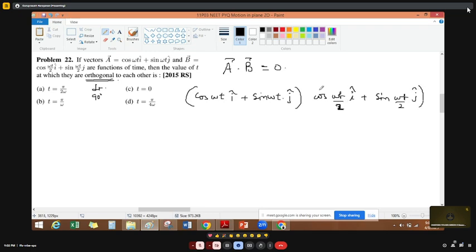Any answers? So dot product means multiply the i's together, so it will be cos omega t into cos omega t by 2, and don't forget you have to put a plus, and then multiply the j's together, then multiply the k's together. The good news about 2 dimension is whatever you are doing for 2 dimension is applicable for 3 dimension.